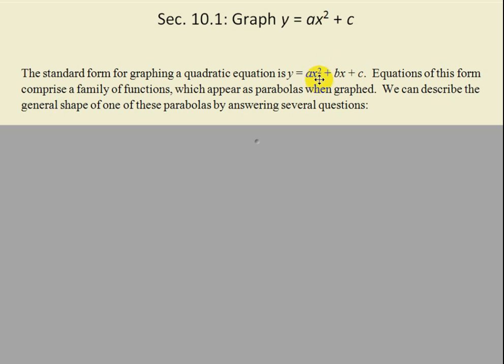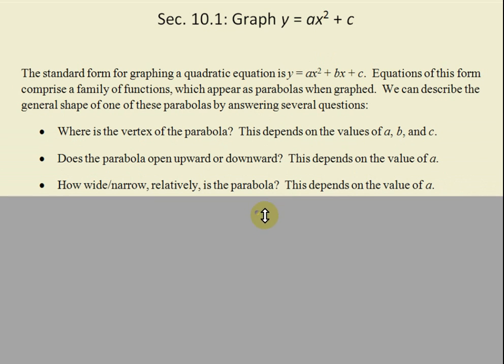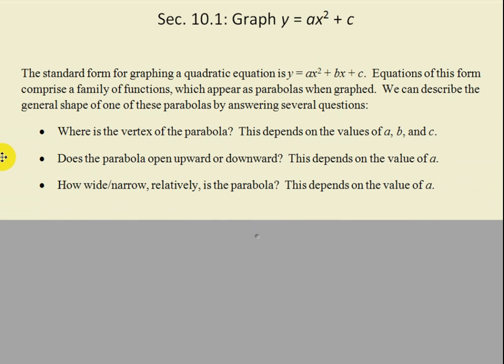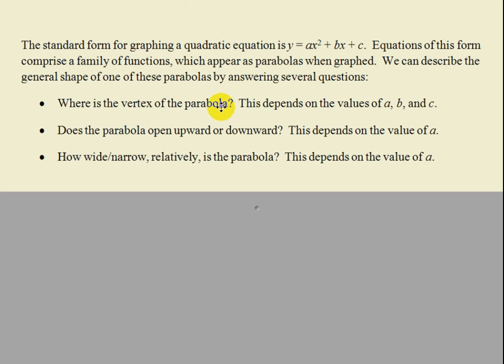And now what we're going to do is graph this, and we'll find that when we have an equation in that form, it will graph as a parabola. And when we look at a parabola, we're interested in several parts of that parabola. In particular, where is the vertex of the parabola? And this will depend on the values of a, b, and c.